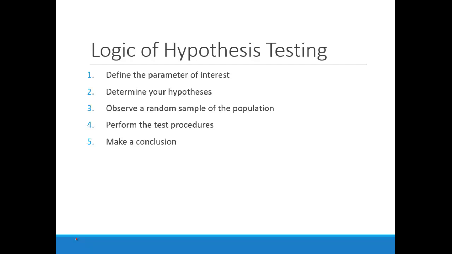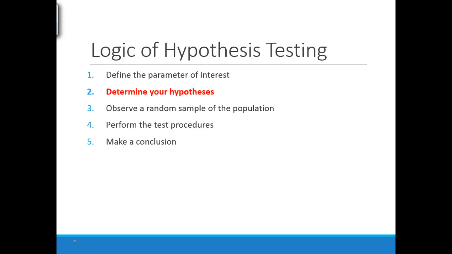We want to determine what our hypotheses are, so we'll say more on that. We will observe a random sample, so we'll observe some data. And then, very clear here, we'll perform the test procedures and make a conclusion. I think we're already pretty comfortable with 1 and 3, thinking about what parameter we want to estimate. It's going to be a population mean or a population proportion, those kind of things. We already have an idea about observing data, taking a random sample, but we do need to say something about these other few sections.